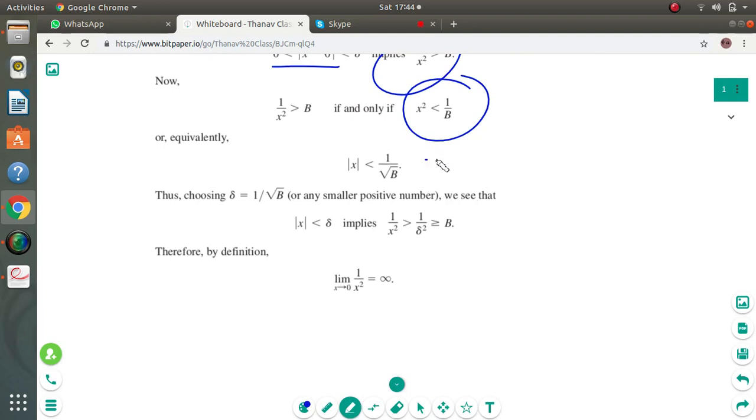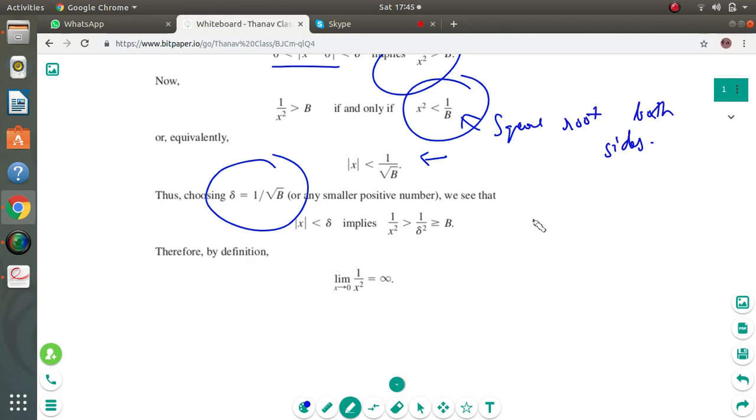So from here we have now modulus x is less than 1 by root b. We take square root on both sides. So modulus x is less than 1 by root b. So from here we have delta equal to 1 by root b.